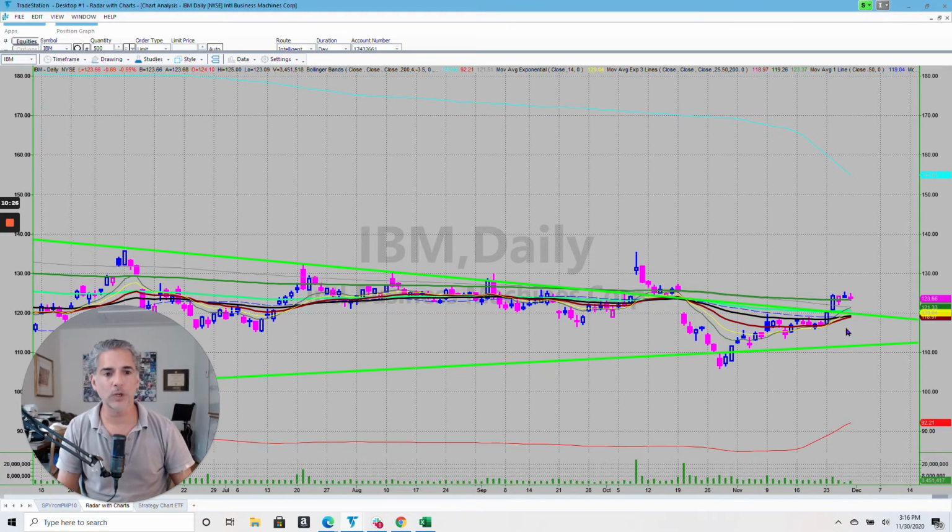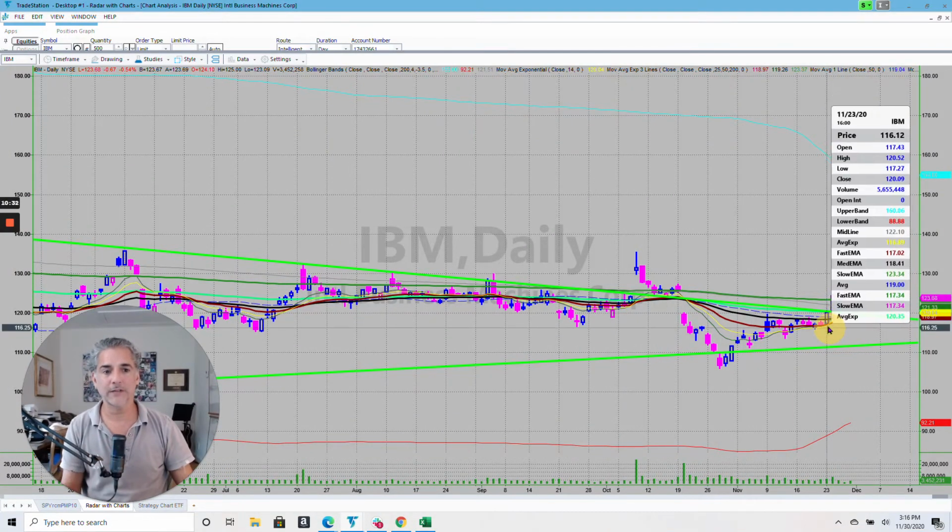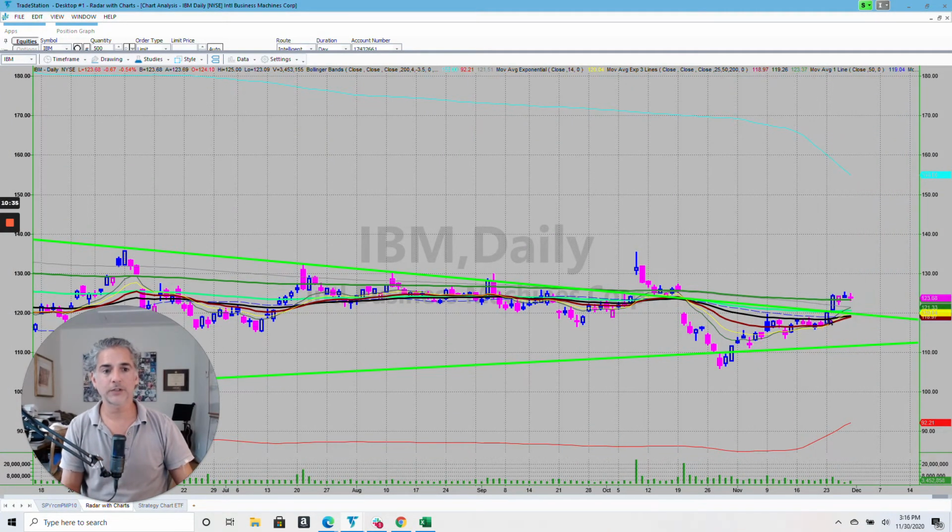So there's IBM. So what do we do now? It's right at the 200-day moving average. And I'm going to want to raise my stop. So instead of it being down here, the low of this bar, I'm going to step up to the 50-day moving average now. Okay, as long as the 50 keeps rising, we'll rise with it.